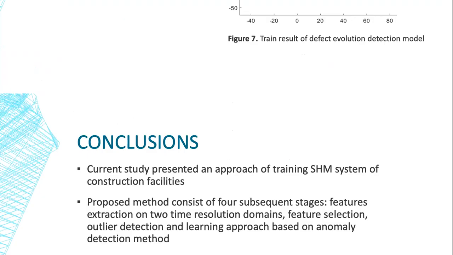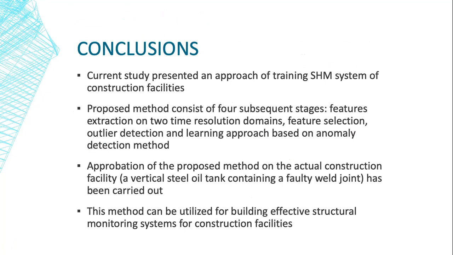So the conclusions: the current study presented an approach of training a structural health monitoring system of construction facilities. The proposed method consists of subsequent stages: feature extraction onto time resolution domains, feature selection, outlier detection, and a training approach based on an anomaly detection method. We have approbation of the proposed method on actual construction facilities. So we conclude that this method can be utilized for building an effective structural monitoring system for construction facilities. Thank you for attention.